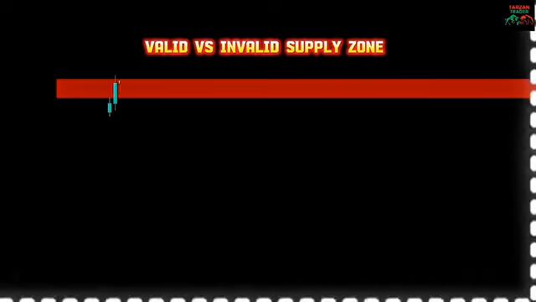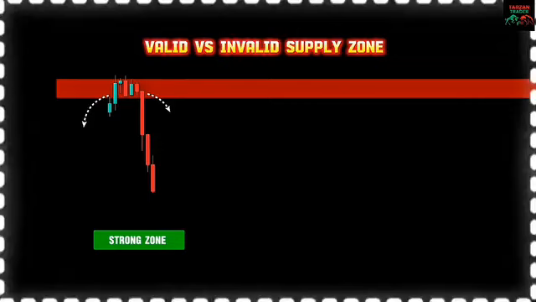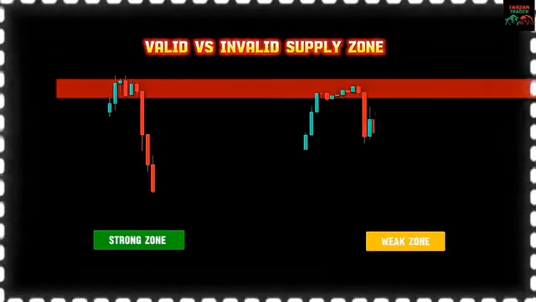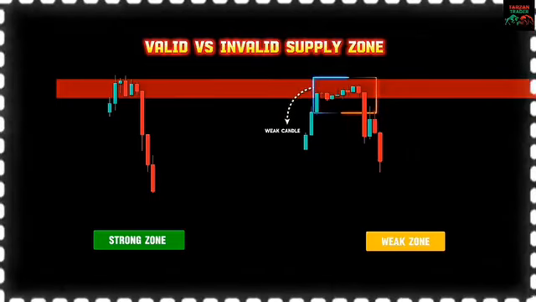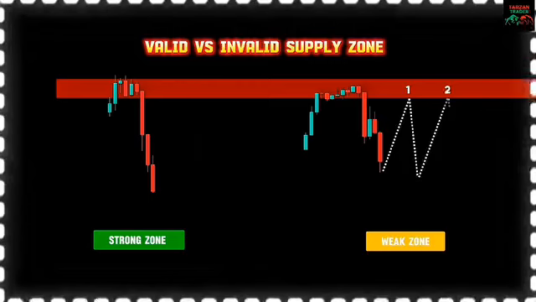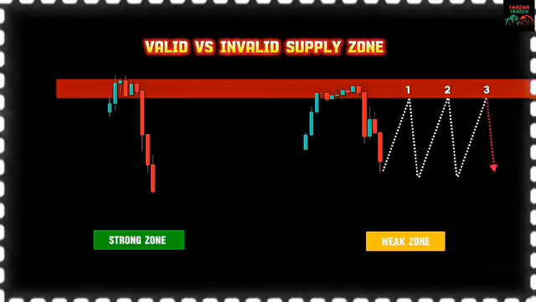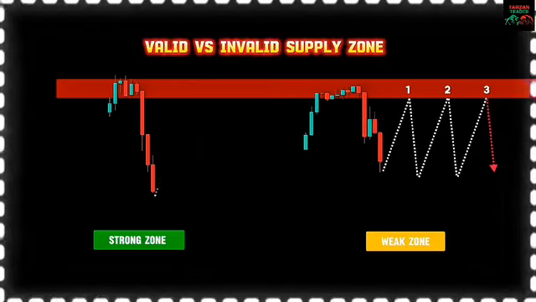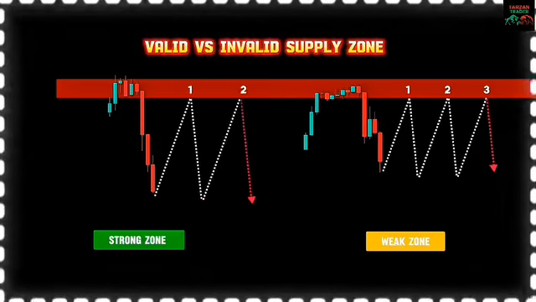A strong supply zone creates an explosive drop. Clean candles, no hesitation. A weak zone forms when candles are small, choppy, or the level is retested too many times. The more times price touches the zone, the weaker it becomes. Institutional zones don't give multiple chances. They hit once, maybe twice, and then disappear.